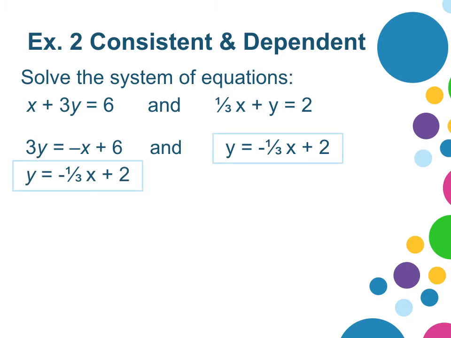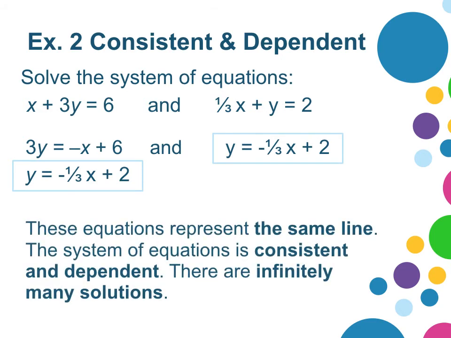Now we have here the two lines rewritten in slope-intercept form, and when we look at them, we realize these lines are actually one and the same. They have the same y-intercept and the same slope. So because these lines are the same, there are infinitely many solutions, and this is why we call this system consistent and dependent. So again, algebraically, when we write both lines in slope-intercept form and we realize they are the same line, we call them consistent and dependent.